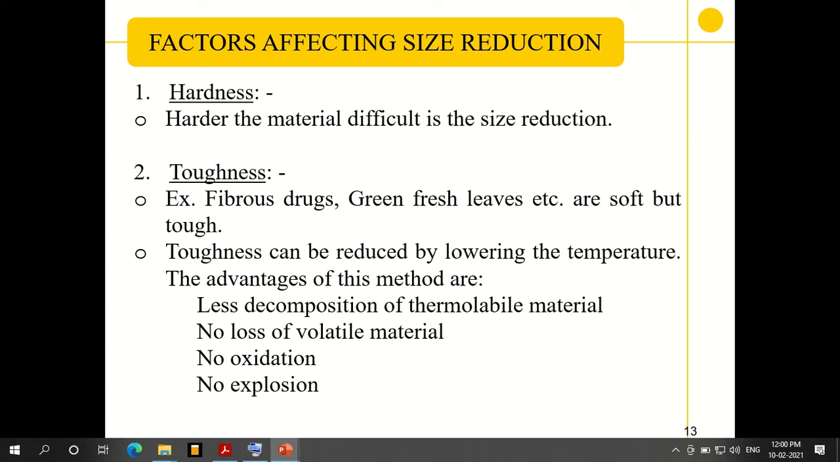Toughness can be reduced by lowering the temperature, which makes the material a little bit brittle. The advantages of this are less decomposition of thermolabile material, no loss of volatile material, no oxidation, and no explosions.